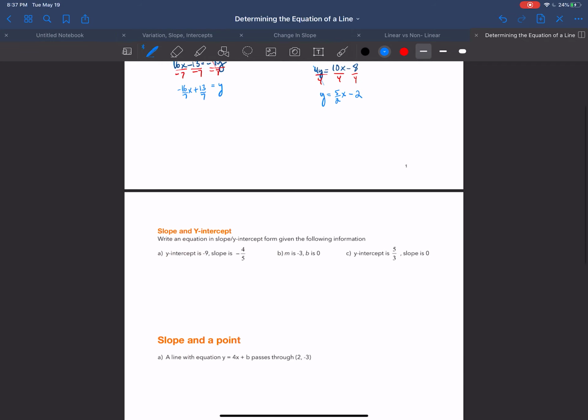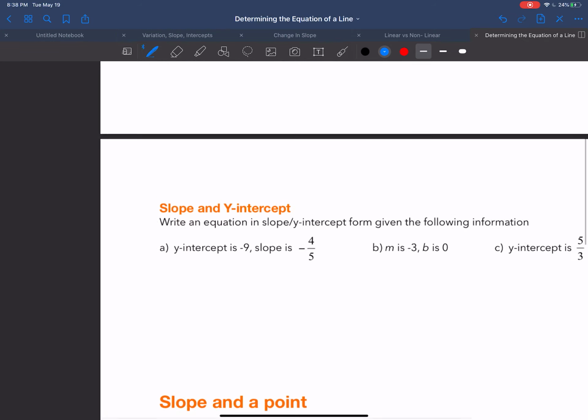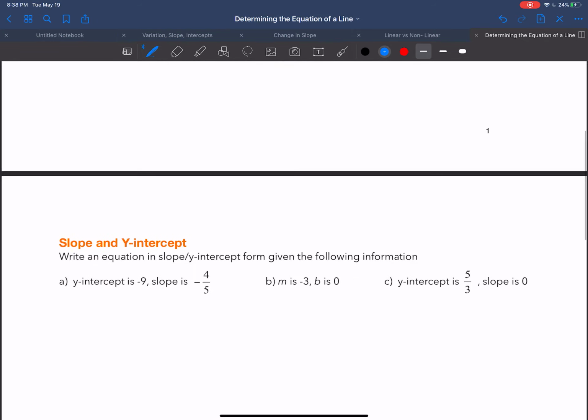So now, moving on, let's say we have this information, the slope and the y-intercept. They give us what slope and y-intercept are. So I just need to fill in what y equals mx plus b is. So if the slope is negative 4 over 5, I replace m with negative 4 over 5. Now y and x are still going to be there. And I look for what the y-intercept is. They told me it's negative 9. I write negative 9. That's my equation.